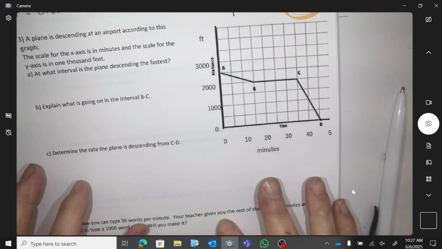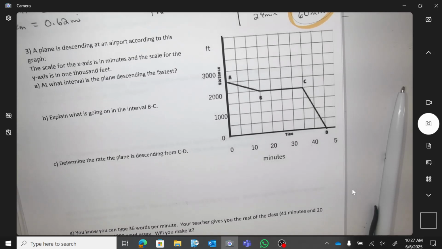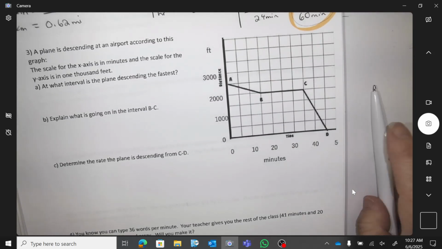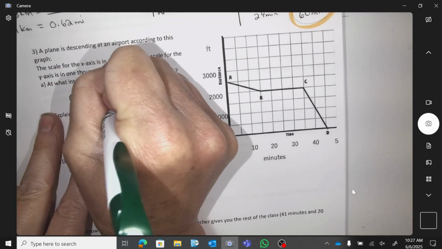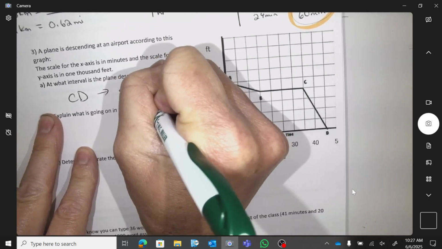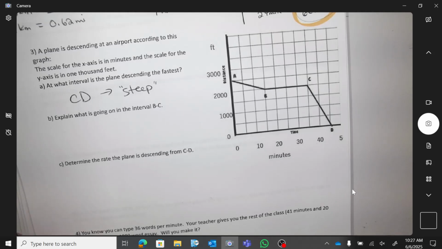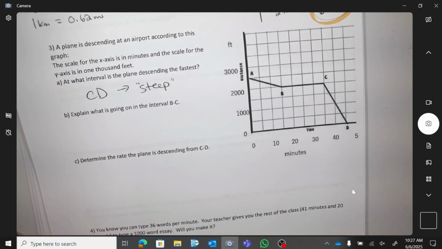Okay, 3, reading an interval chart. So this plane is descending from flying to dropping. Where is it going the fastest? Which section? AB, BC, or CD? CD. And you know what I can observe? I'm just looking really for the steepest. If some line is moving quickly, that means the rate is going quickly.